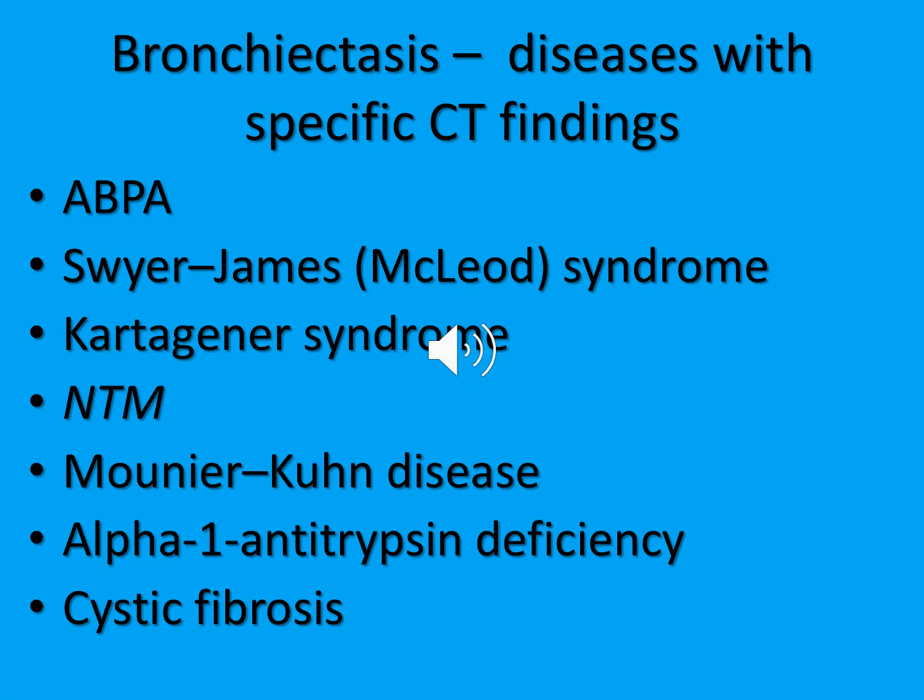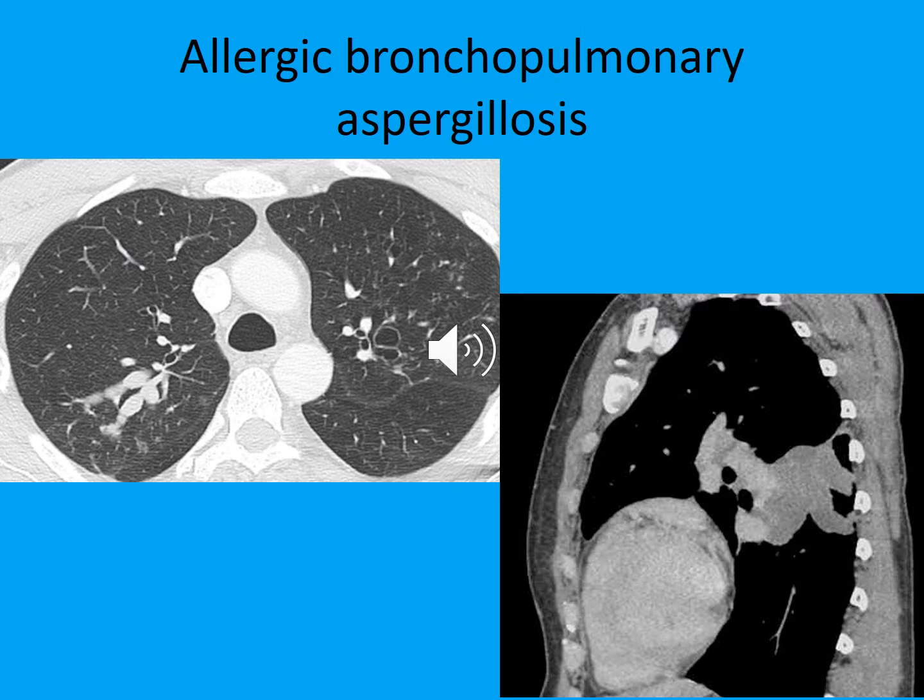There are several diseases with bronchiectasis that have specific CT findings, such as allergic bronchopulmonary aspergillosis, Swyer-James syndrome, Kartagener syndrome, non-tuberculous mycobacterial infection, Meunier-Kuhn's disease, alpha-1 antitrypsin deficiency, and cystic fibrosis. Patients with allergic bronchopulmonary aspergillosis typically present with large central bronchiectasis that are filled with dense content, have appearances of fingers in gloves.